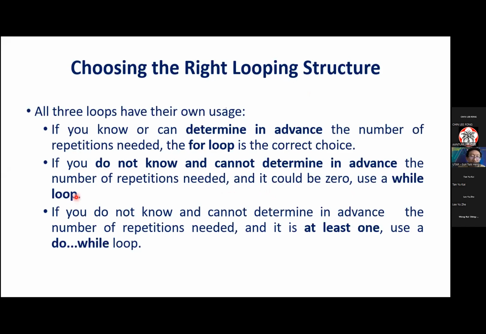Because if you use the while loop, you check the condition first. So if the condition is false, straight away you terminate the while loop. That means the repetition can be 0 time. If you do not know and cannot determine at once the number of repetitions needed, and you must ensure that you execute the body of the loop at least 1 time, then you should use a do while loop. Okay, so here these three statements help you to choose the right looping structure.